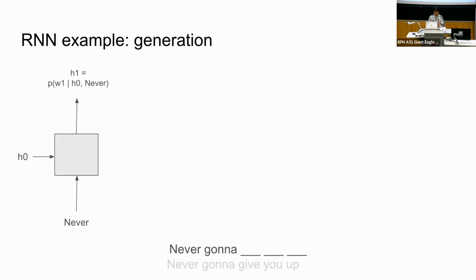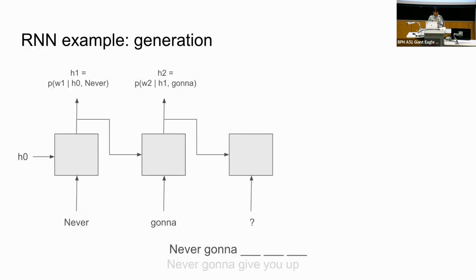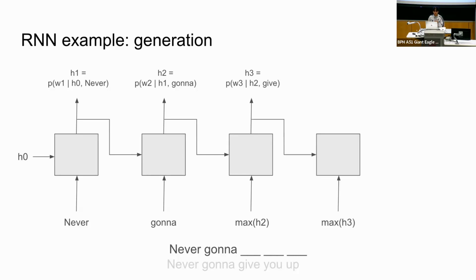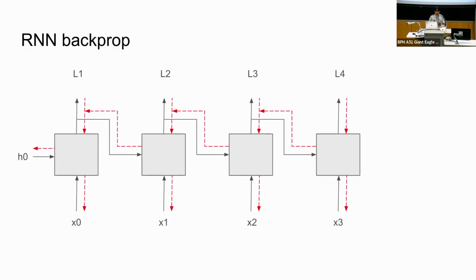We're going to keep doing it the same way, where you get the word "gonna" based on how you got "never". But when you want to get the word "give", you will take the maximum of whatever you saw in the hidden state 2, and then use that as the input to calculate the hidden state 3, and so on in a similar manner. And every time you want to generate, you will take the maximum of the probability distribution that you saw in H3, and so on.